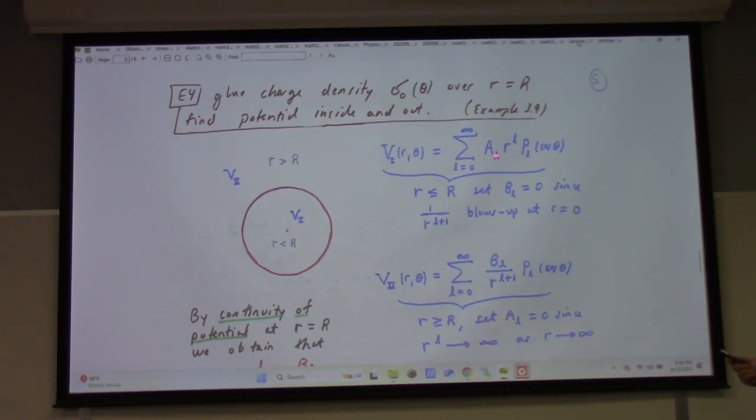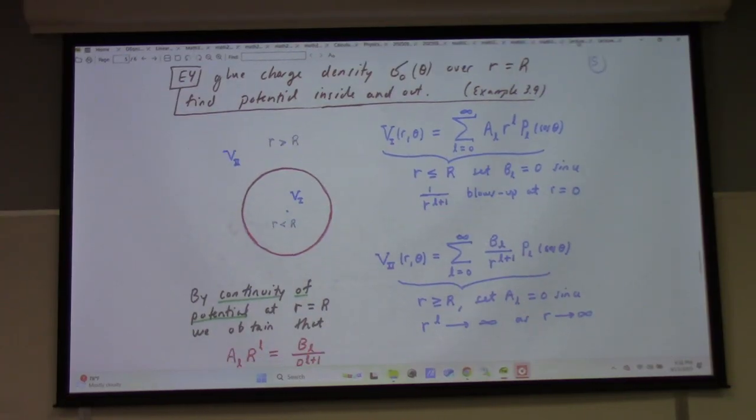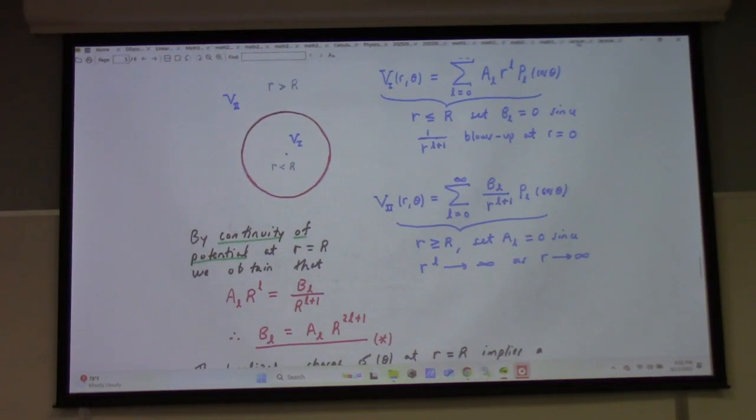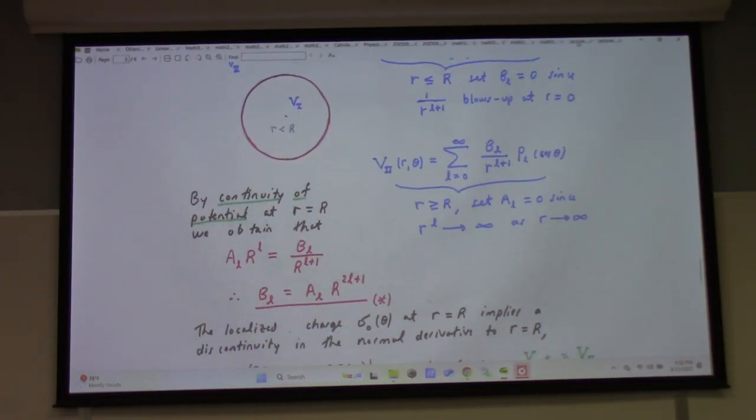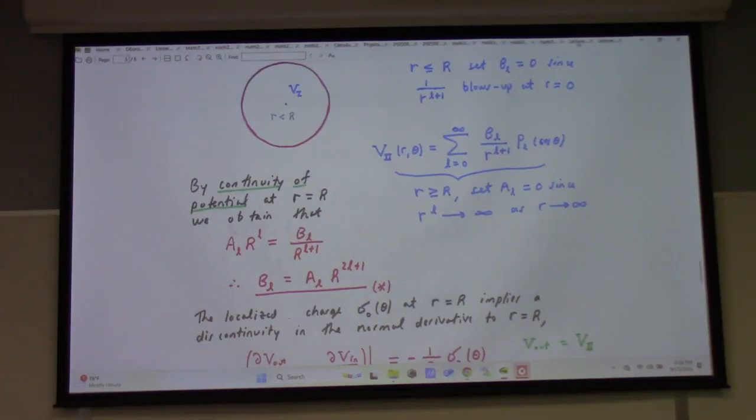When we put little r equal to big R into these two expressions, they've got to match up at the sphere. So by continuity of the potential at r equals R, we get the relation between the a's and the b's as such. We get b sub L is a sub L times R to the 2L plus 1.